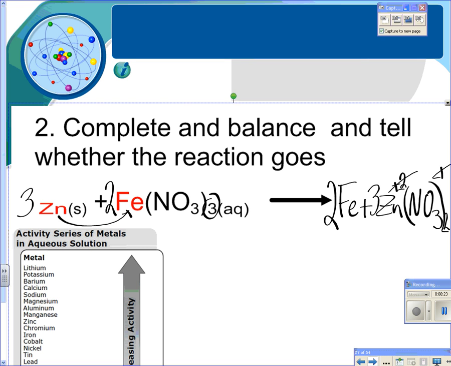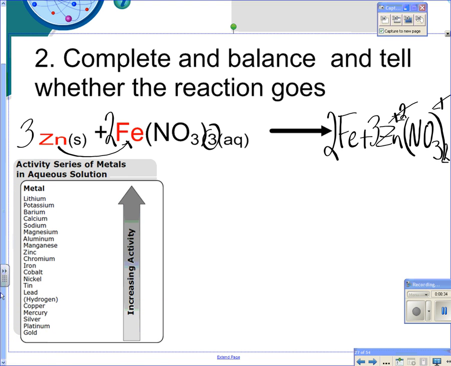And then the last question said, tell whether the reaction goes. Well, the deal is that the way a reaction goes is that you have to look and see who's more active. And so you have to go find your 2 metals. And so here's zinc. And now I have to find iron. And here's iron.